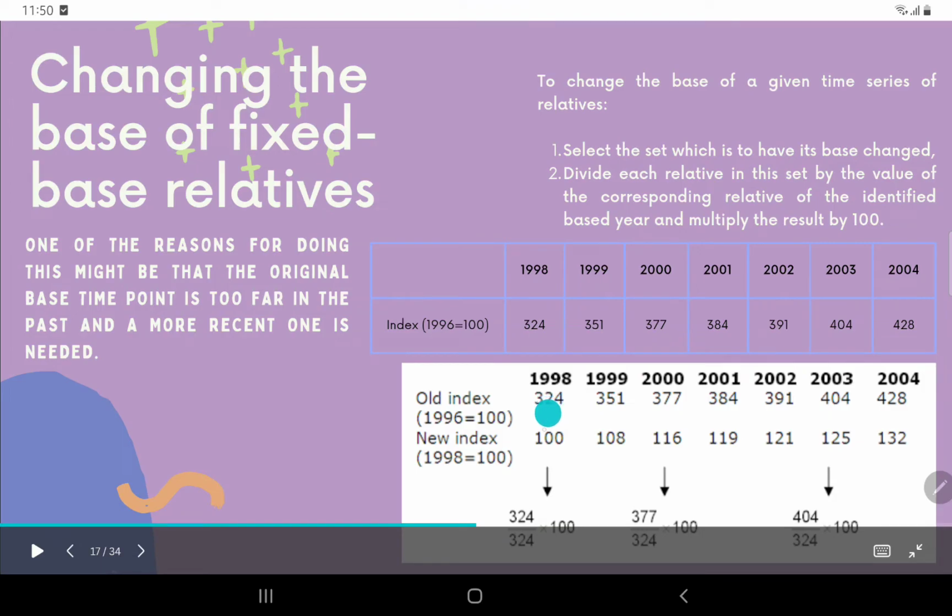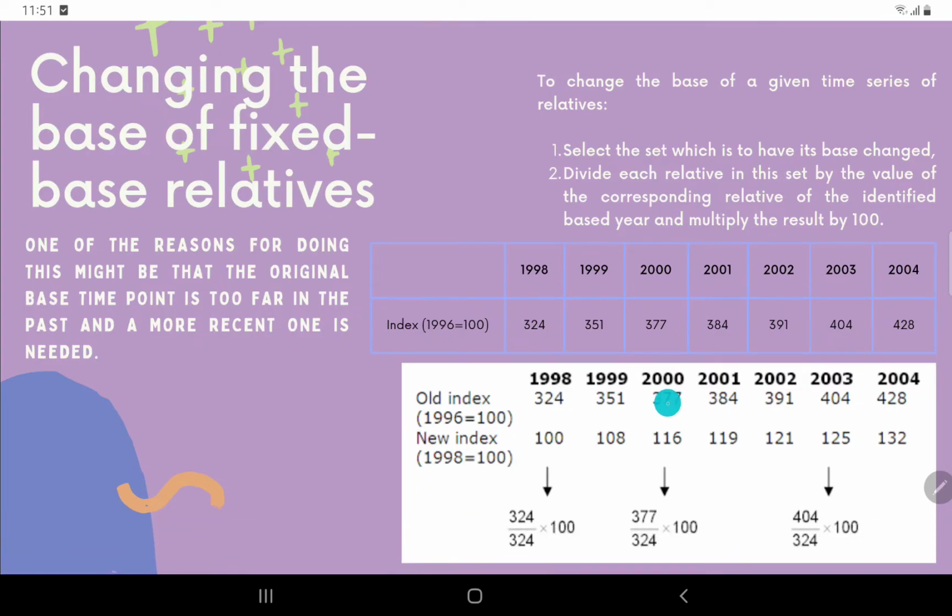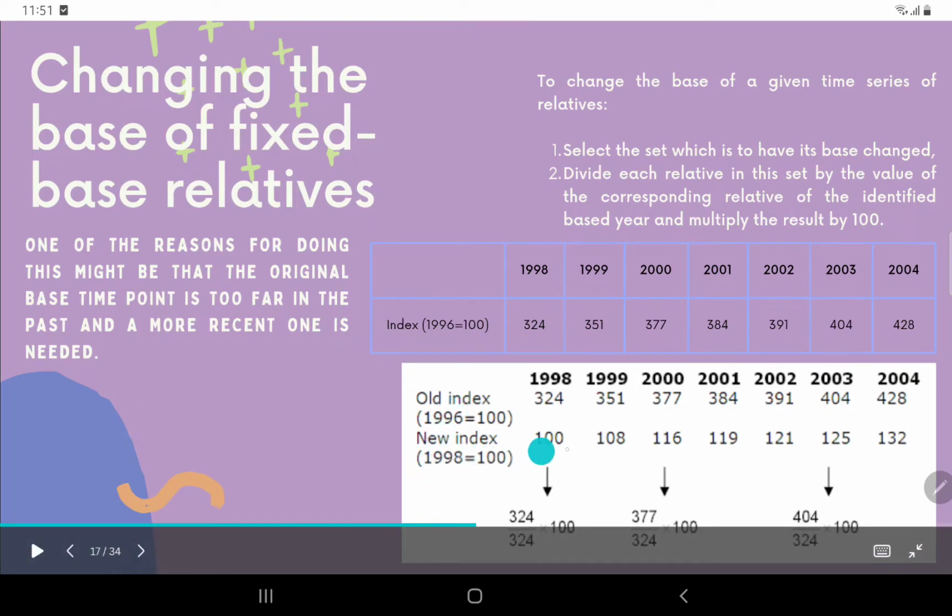So 324, divide by base dia 324. So 324 divide by 324 times 100. So the answer is 100. So 1998 is our base, so 100 kat sini. Okay, dekat sini pula 377 kita kena tukar lah, sebab 377 adalah value apabila kita gunakan 1996 sebagai base. So if we change our base into 1998, so value dekat sini kena tukar. So 377 divide by 324 and then times with 100. So the new value will be 116.